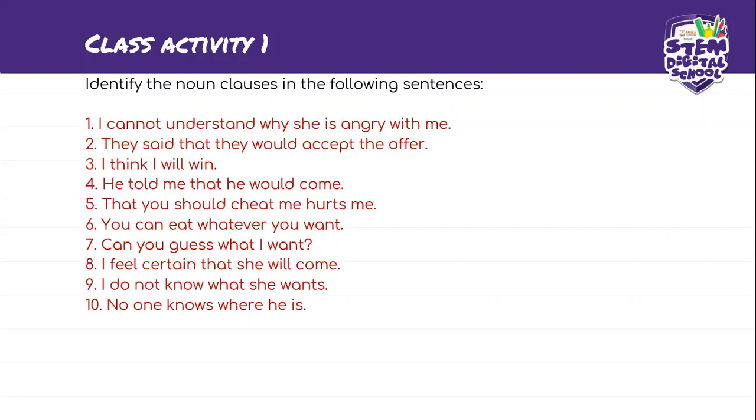Okay, thank you, Asan. We have had a hand, but we lost it. So please raise your hand again. Remember, there are 3 class activities in the lesson. So for us to do all of them and be able to explain the answer for each and every one of them, we will need to raise our hands. So number 4, he told me that he would come. What is the answer for that one?